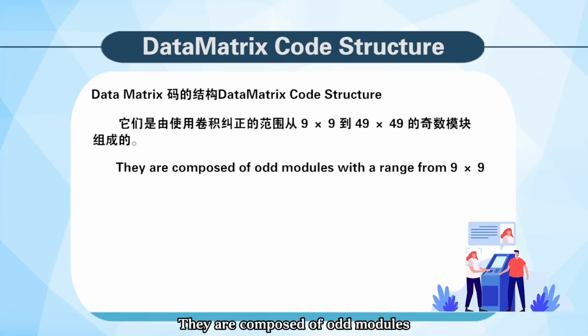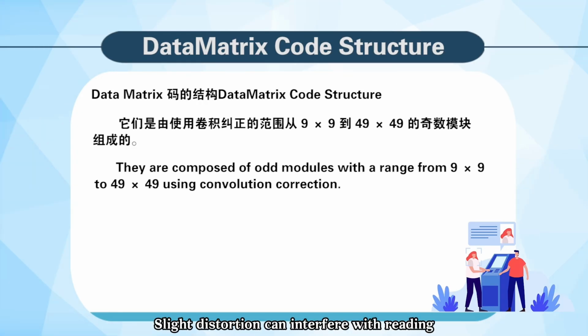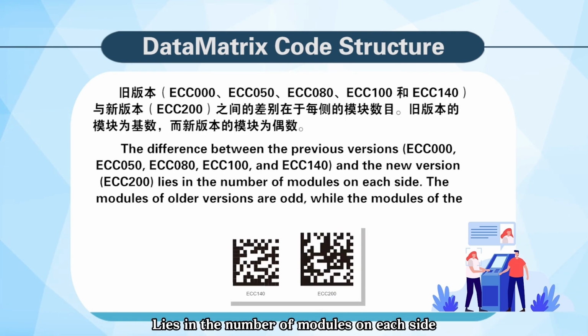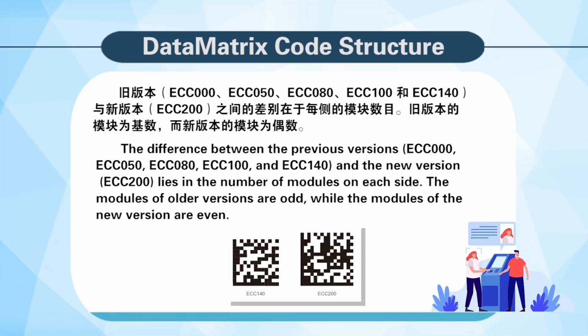They are composed of odd modules, ranging from 9 by 9 to 49 by 49 using convolution correction, because when the data is large, light distortion can interfere with reading. Therefore, older versions are almost never used. The difference between the previous versions and the new version lies in the number of modules on each side. The modules of older versions are odd, while the modules of the new version are even.